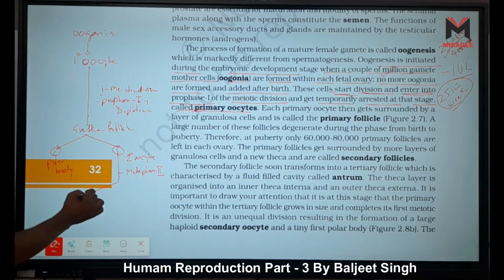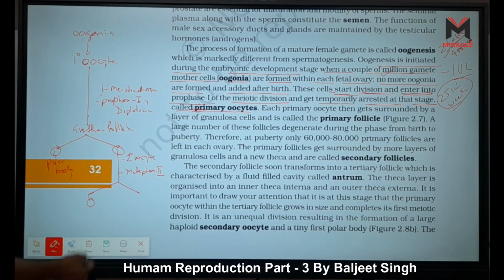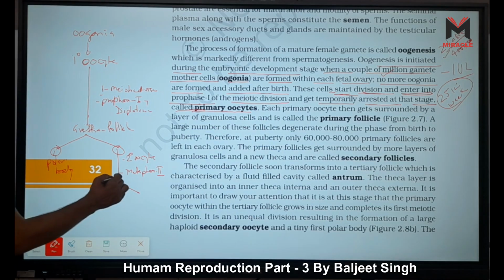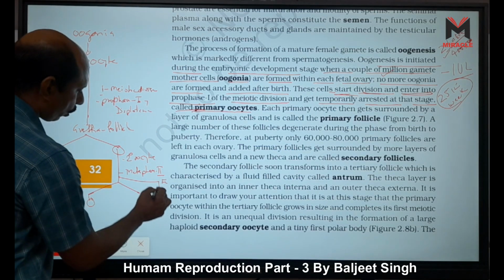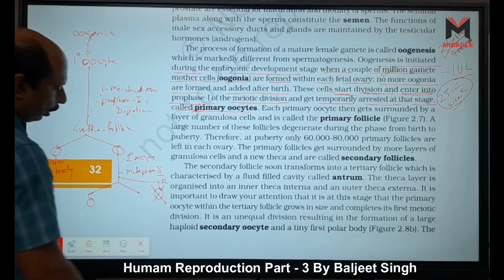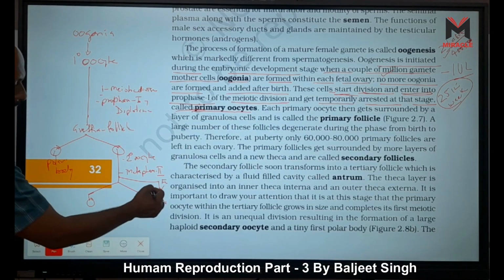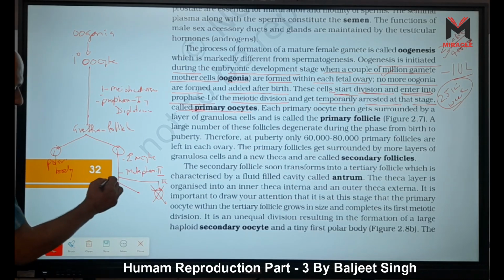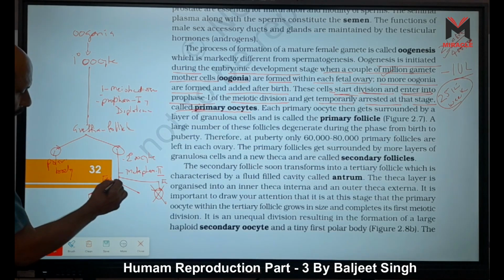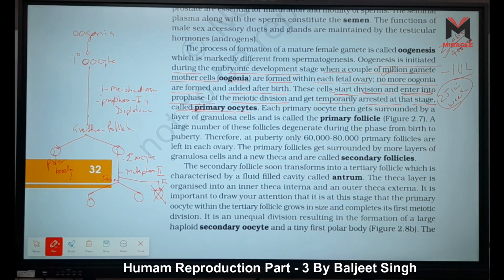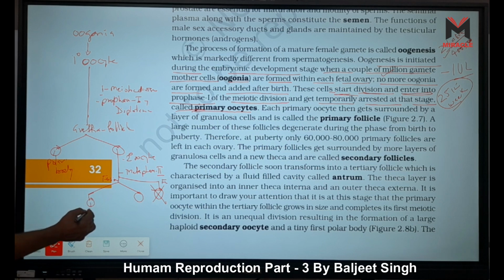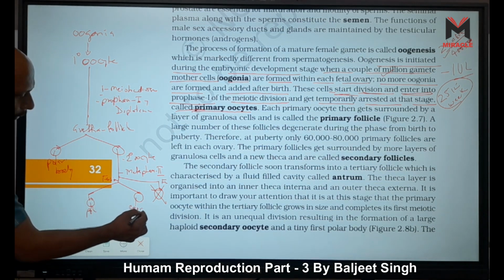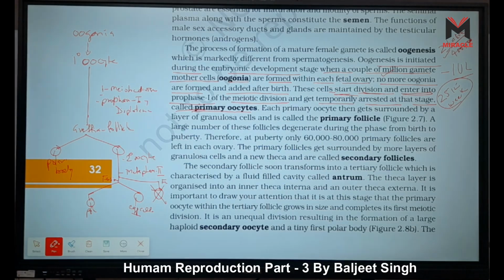Then what happens? If fertilization occurs, then the division continues, right? If fertilization does not occur, no fertilization is there, then what happens? It degenerates. But if fertilization occurs, if fusion occurs, then this second meiosis completes and one polar body and one egg cell is formed, right? Which is fused with the sperm.